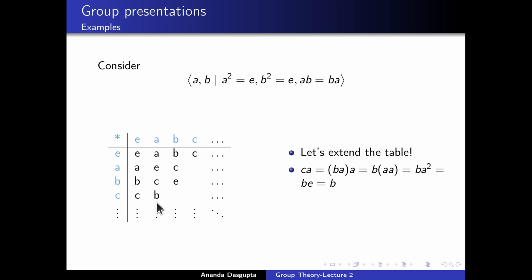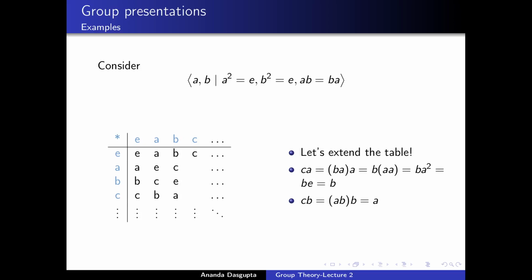Now we can continue further. For example, what is this? CB. For CB, writing C as BA will not really be very useful. We will end up with BAB, and I don't really know how to handle that directly. But instead of writing that as BA, I could write C also as AB, and I will then get AB times B, that's A times B square, that's A times E, hence A.